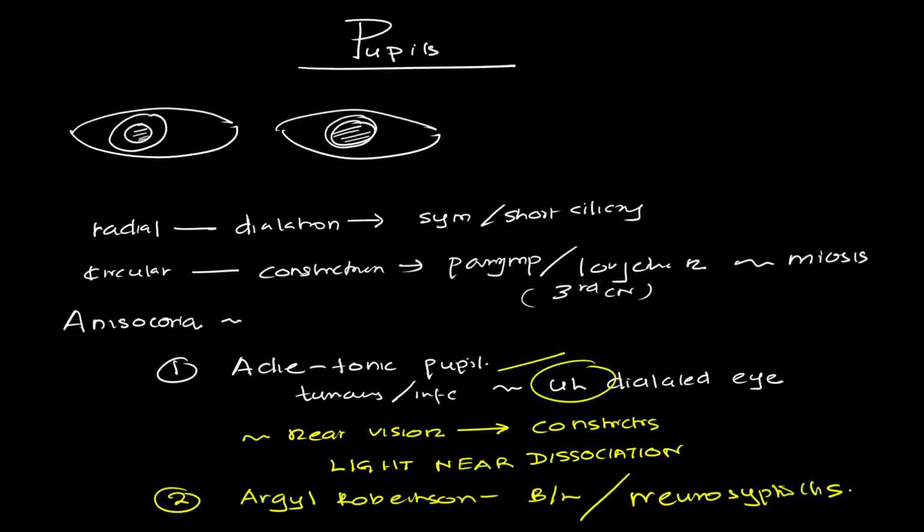Are we clear? So if you see an anisocoria, and there's preserved near accommodation, so there's light-near dissociation, if it is unilateral, you can come to a conclusion it is an Adie's tonic pupil. If it is bilateral, then more or less you have a better diagnosis, which would be neurosyphilis leading to an Argyll-Robertson pupil. Are we clear?